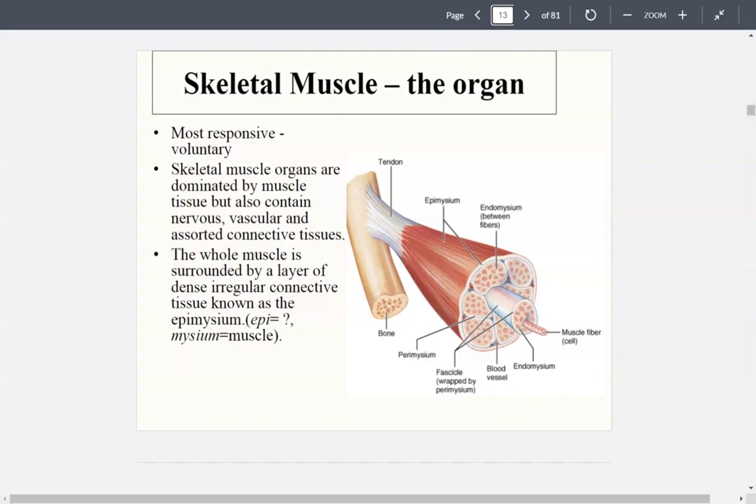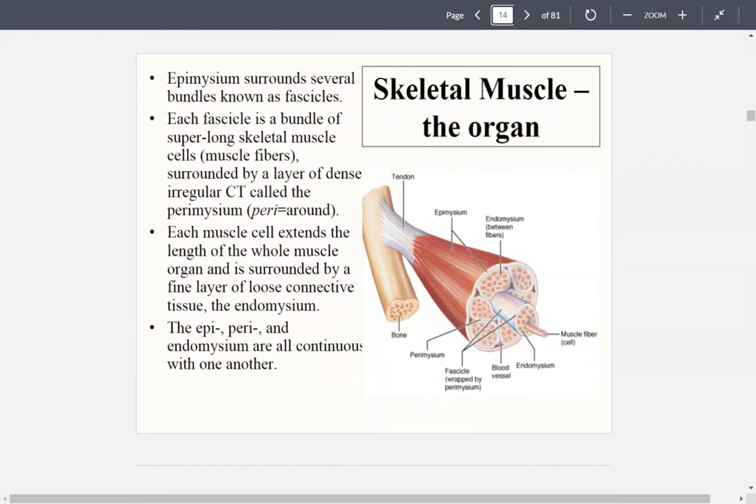The entire muscle, skeletal muscle, so again, I'm going to pick on the biceps muscle here. The entire biceps muscle is surrounded by a dense, irregular connective tissue layer known as epimysium. Now remember, myo, or mysio, is muscle, and epi is above. So epimysium literally translates to above muscle, and that's exactly what it is. The epimysium is a membrane that completely surrounds the entire muscle and extends into the tendon at each end.